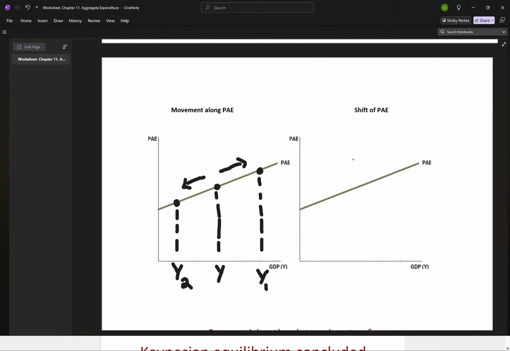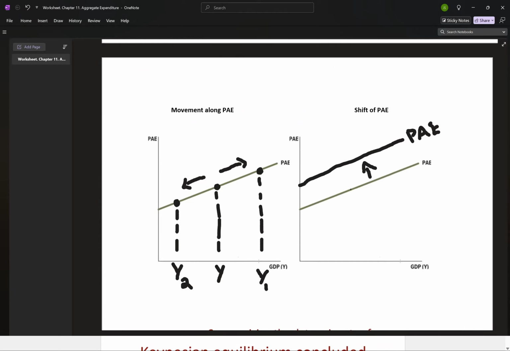So now we are going to go to the shifts of the planned aggregate expenditure curve. So for example, let's say a country's net exports increase. So the planned aggregate expenditure curve is going to shift up. And this would become your new planned aggregate expenditure curve. Because one of the non-income determinants increased, that means it's going to shift up.